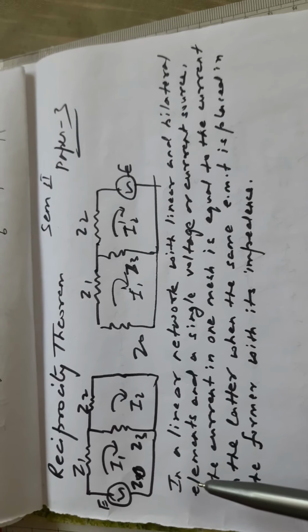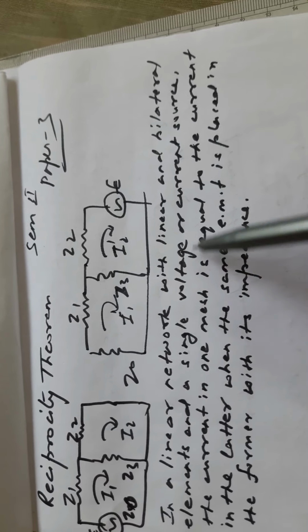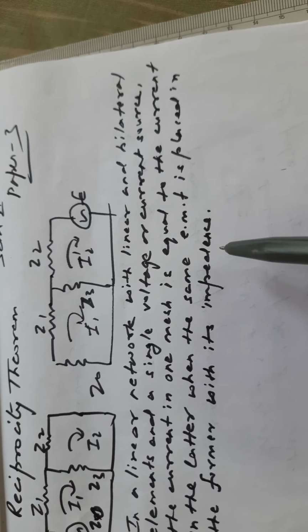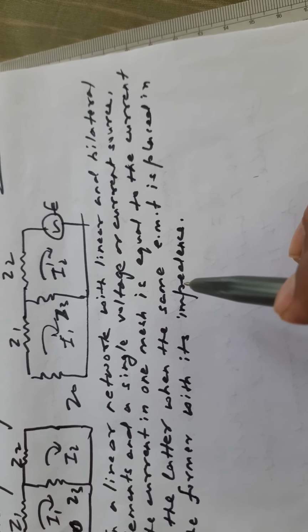According to the reciprocity theorem, in a linear network with linear and bilateral elements and a single voltage or current source, the current in one mesh is equal to the current in the latter when the same EMF is placed in the former with its impedance. So this is what we need to know about the reciprocity theorem.